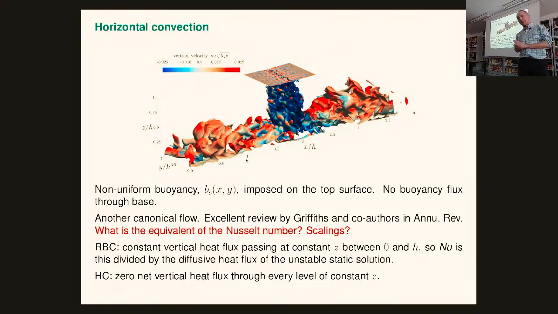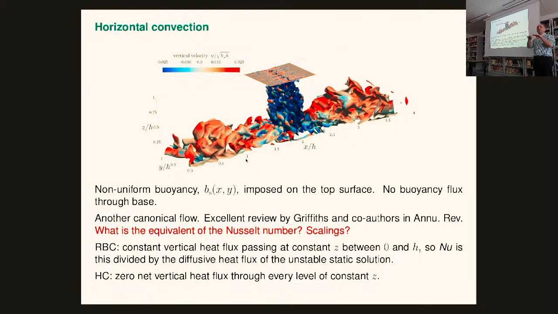And there are some interesting mathematical and physical questions. So, for example, this calculation has no buoyancy flux through the bottom. And if you work out the horizontal average, I'll show it later, of the flux, there's a convective flux and there's a diffusive flux. And that total flux is conserved in a statistical steady state. So if there's no flux through the bottom, there's no flux at any height.